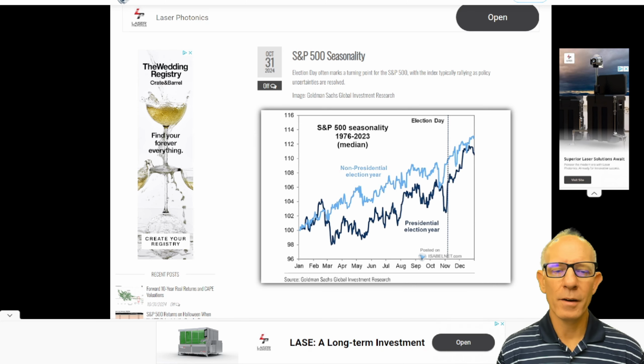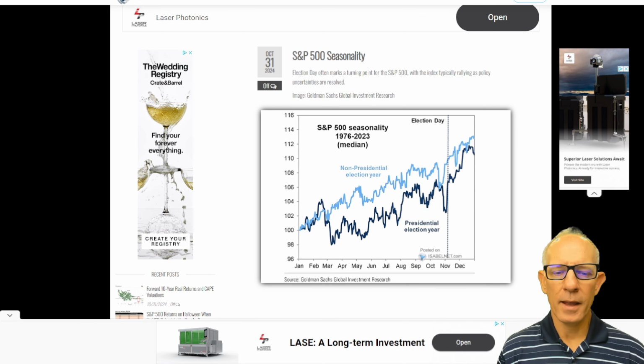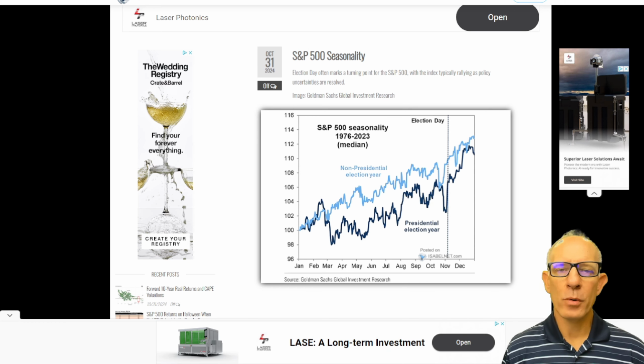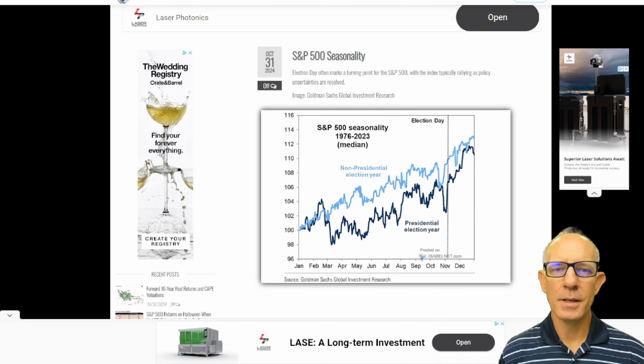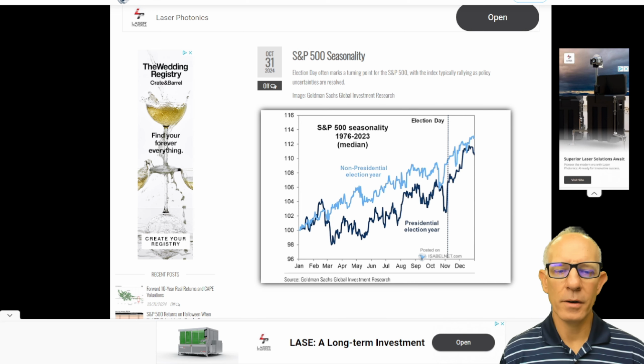In the blue there is the non-presidential election years, and in the dark blue, you can see the presidential election years. Okay, and what you'll see is that the dark blue line, there's a drop down prior to elections, right? So that's the buildup, that's the uncertainty, there's just a lot of uncertainty. The market does not like uncertainty. And you can see once that uncertainty becomes clear, historically speaking, the market does pop up.